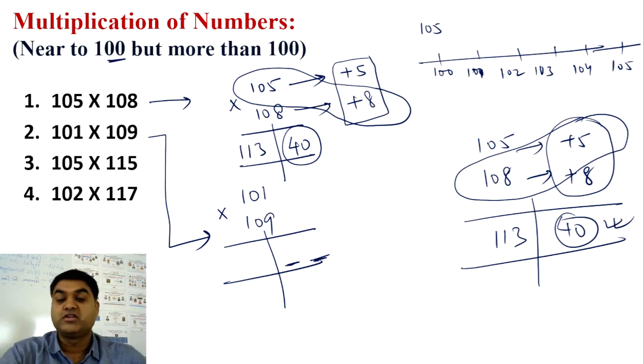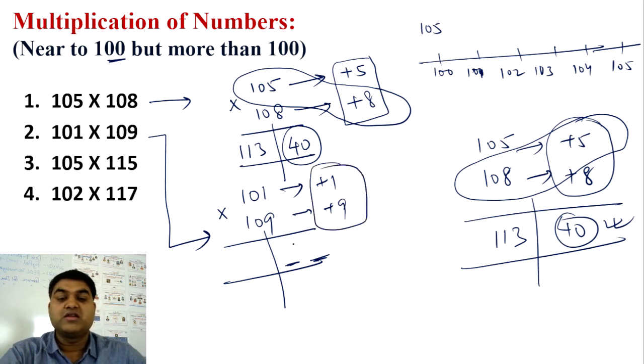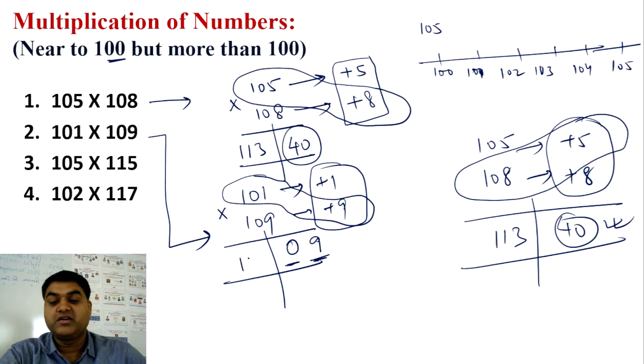If it is not, in case you get a number like 1 into 6, which is 6, we'll write 06, right? Let's see this example. This is plus 1, plus 9. What we will do? 1 times 9 is 9, so instead of 9, dear friends, we will write 09. And 101 plus 9, which is 110, is the right answer. Got it? Hope it is clear, my friends.